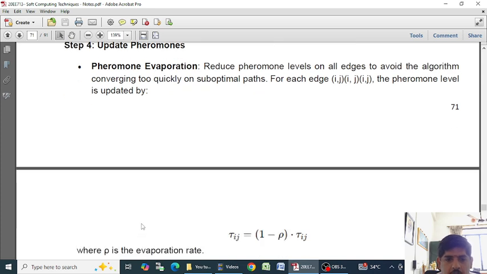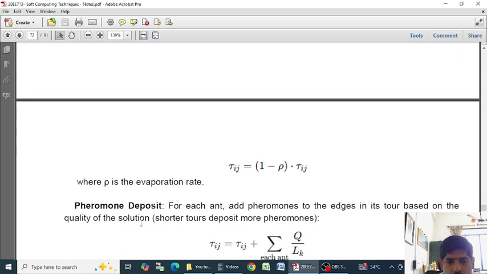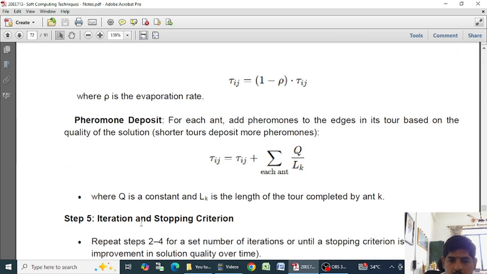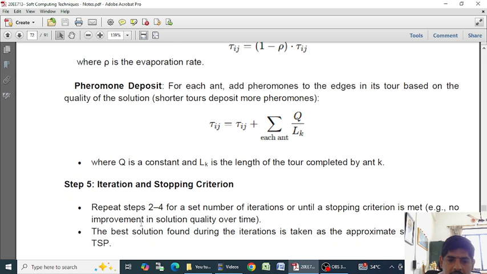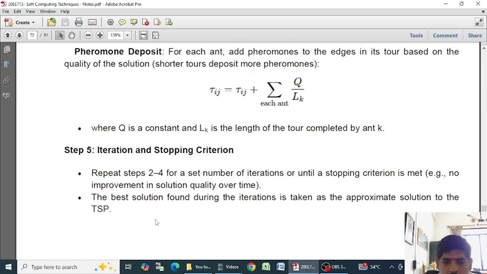Finally, we calculate the reduced pheromone levels, and the shortest path is identified. Then comes the iteration or stopping criteria. I have to repeat steps 2 to 4. Once it is completed, after reaching the particular destination, that is considered the starting point, and from that area they identify the next area. So I repeat steps 2 to 4 for the set number of iterations. So this is the concept of ant colony optimization. Okay, thank you.